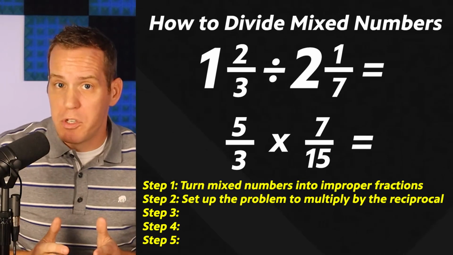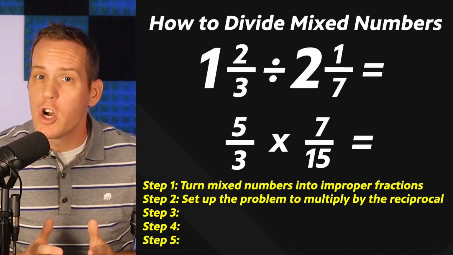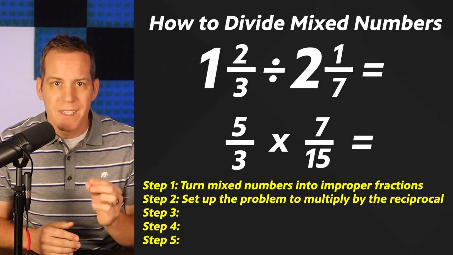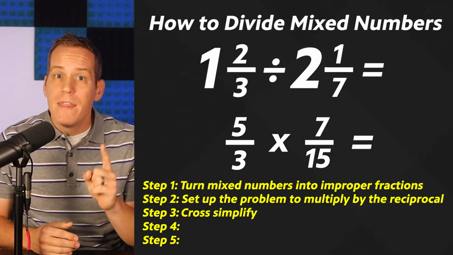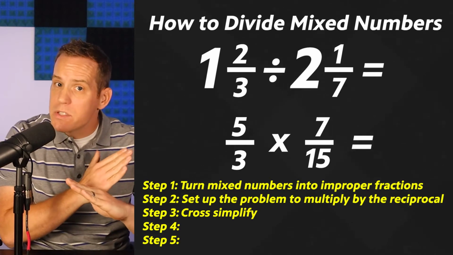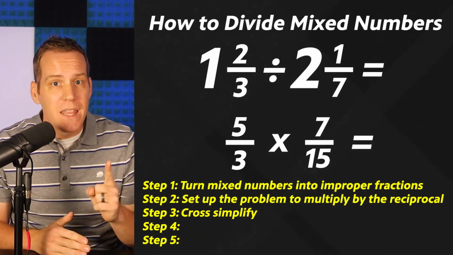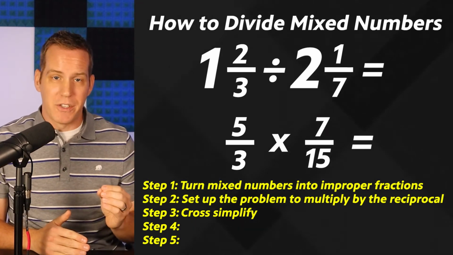Step 3 is optional, but if you don't do it, you'll be creating a much harder problem for yourself in most cases. And that step is to cross-simplify. Remember, that means to look at the diagonal pairs and see if they have a common factor. If they do, divide them by their greatest common factor.